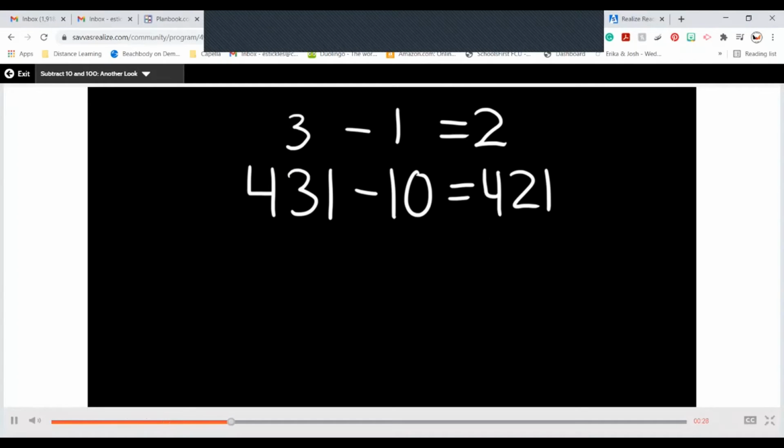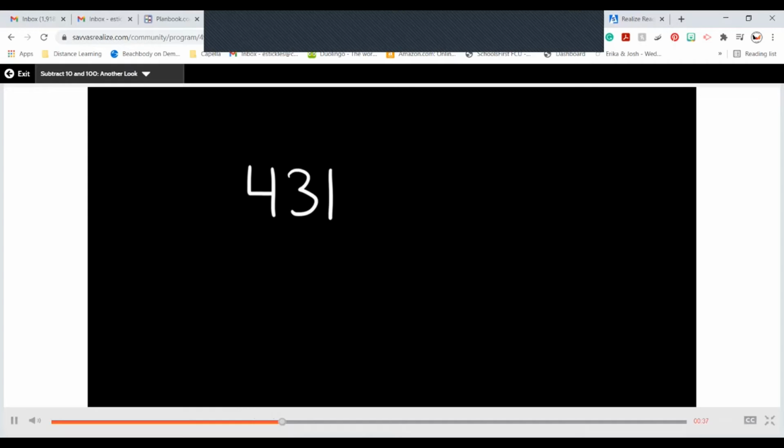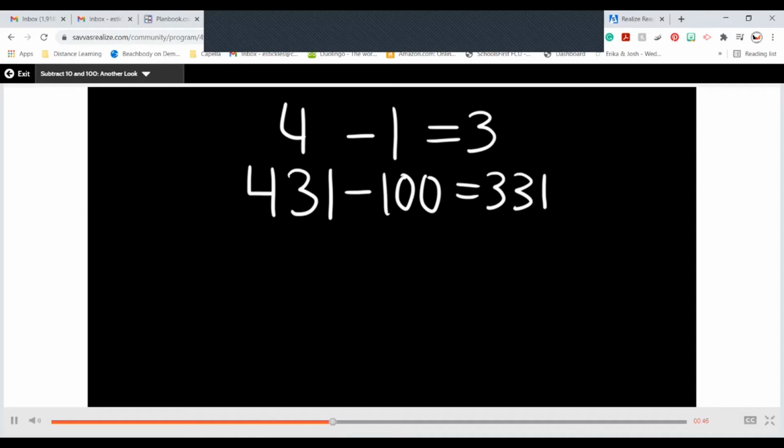But that's not all place value can do. I can also subtract 100 from 3-digit numbers in my head. Let's do this together. We'll use the same number we started with before, 431. If I subtract 100, this time the hundreds digit goes down by 1. I know that 4 minus 1 equals 3. That means 431 minus 100 equals 331. And that's all there is to it.